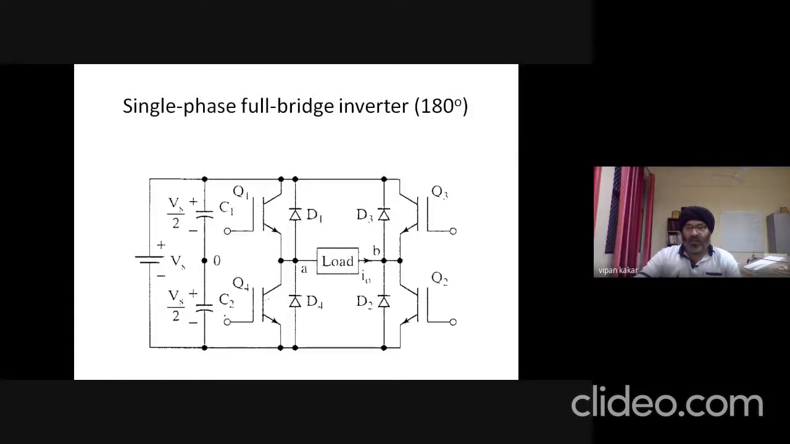After this, let's do the single phase full bridge inverter. In this full bridge inverter, we have 2 legs. In the half bridge, we had only 2 switches, making just 1 leg. Now we have 4 switches, 4 transistors, making 2 legs. And in between these 2 legs, we have a load. So just using 4 switches, we can have a full bridge inverter.